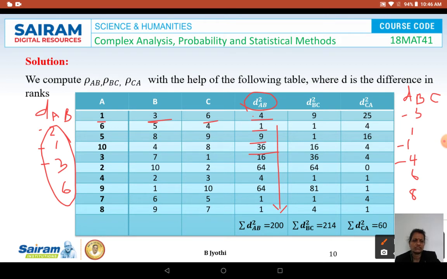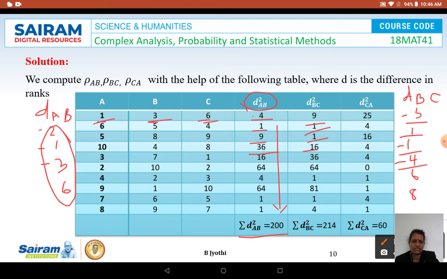Right? So minus 3 the whole square is D_BC square, that is 9, and 1 square is 1. Again minus 1 square is 1, minus 4 square is 16, and 6 square is 36, 8 square is 64 and so on. And now we will calculate this summation, that is summation D square AB is 200 and summation D square BC is 214, and in the same way with C and A when we calculate, that is A and C, that is 1 and 6, 6 and 4, 5 and 9, 10 and 8, etc.